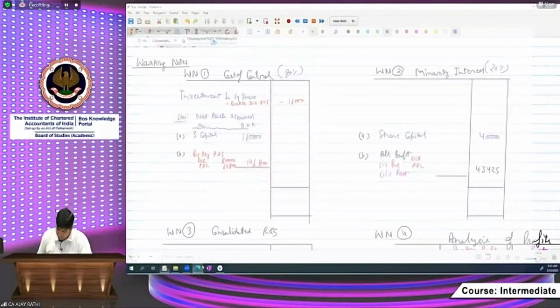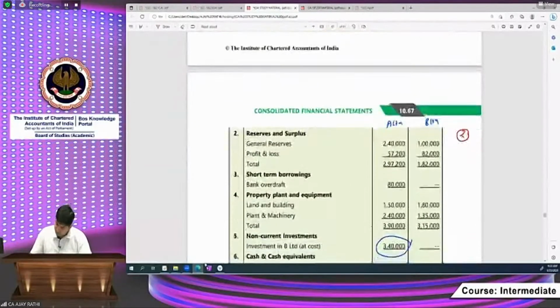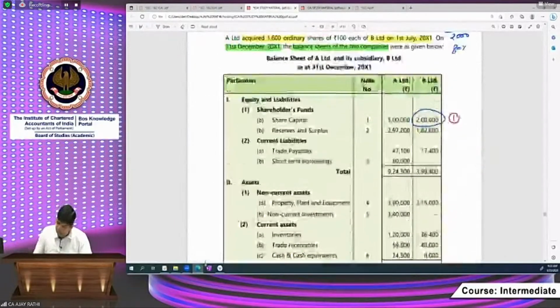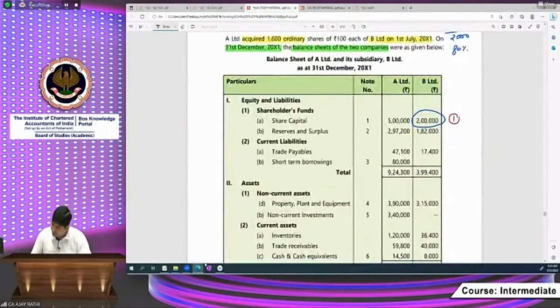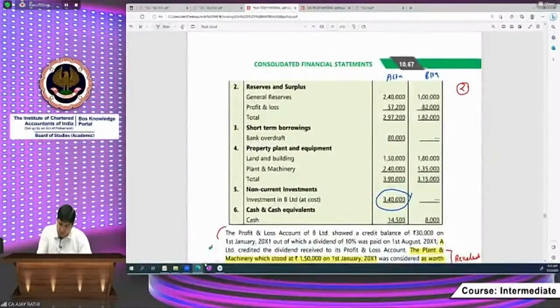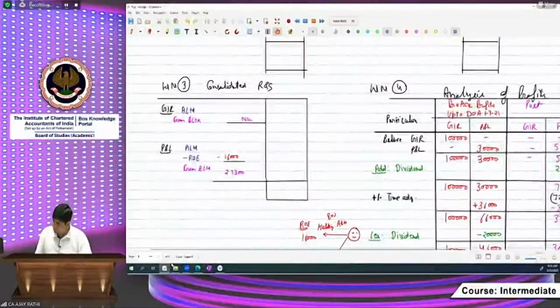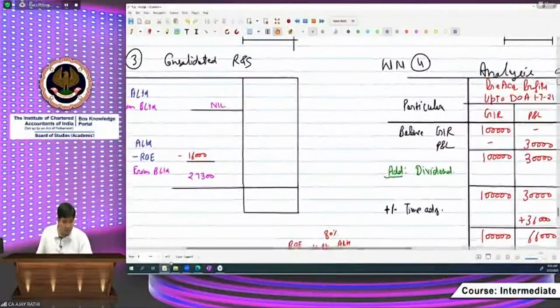Now see, step by step. Now moving to the next part, that is reserve and surplus. Line by line. Now we are consolidating this reserve and surplus. In this case, beta, first consider the holding company's general reserve and profit and loss.